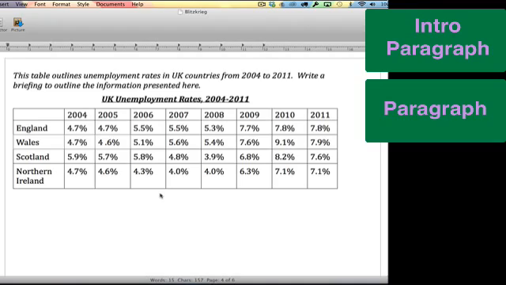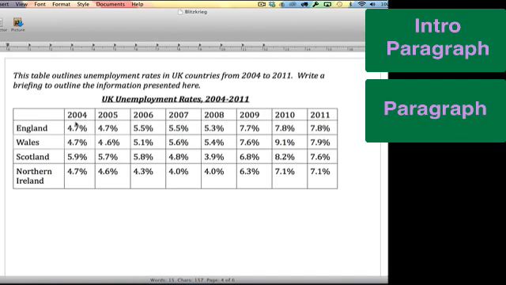We could group certain parts of the data together. So, for example, England's 2004 and 2005 figures and 2006 and 2007 figures, you see it plateaus and then it grows and plateaus again. So we could do what we can to group these together so that we're not having to share, okay, in 2004 the value was 4.7, in 2005 it was 4.7. We can condense everything and make it as concise as possible.